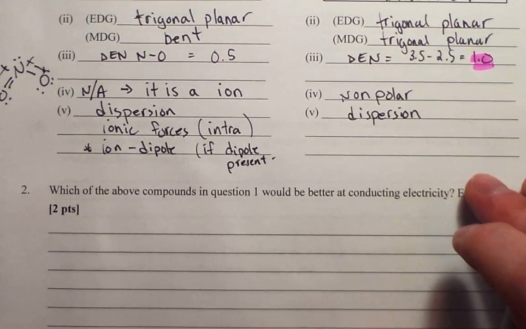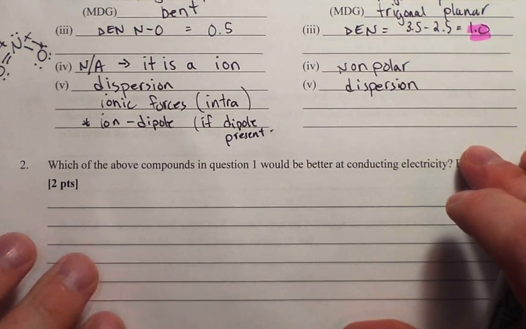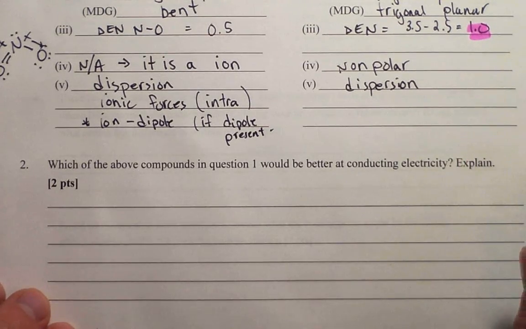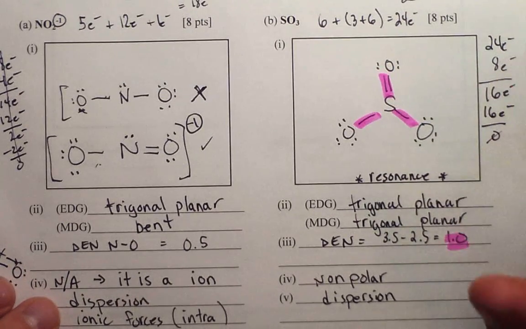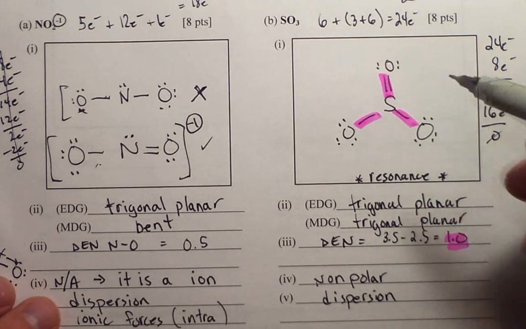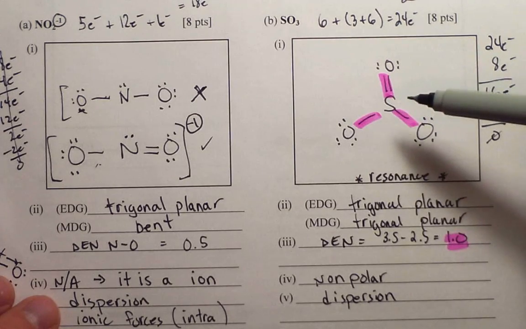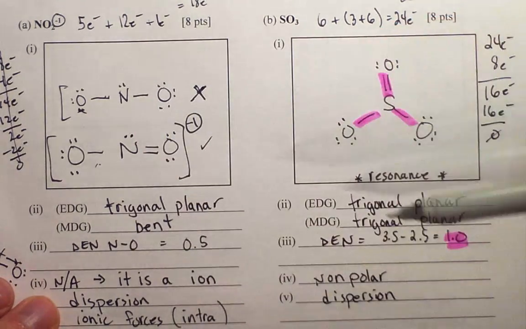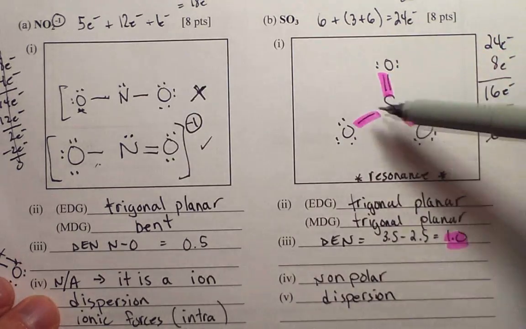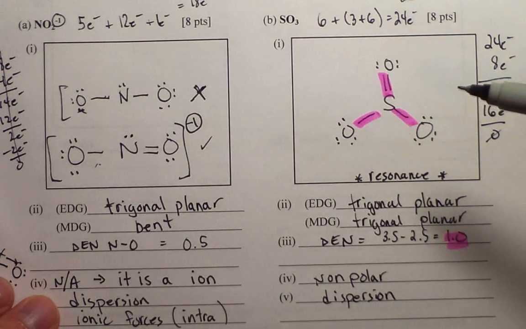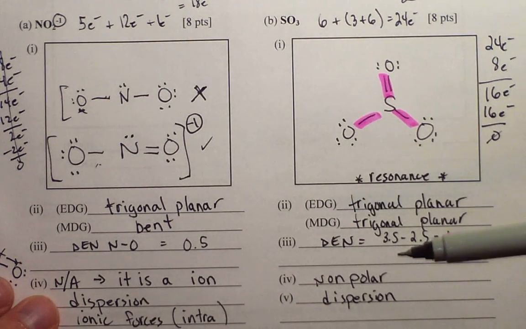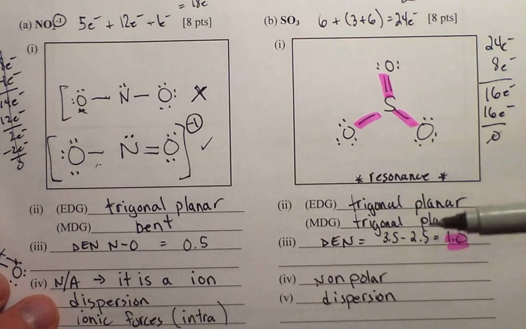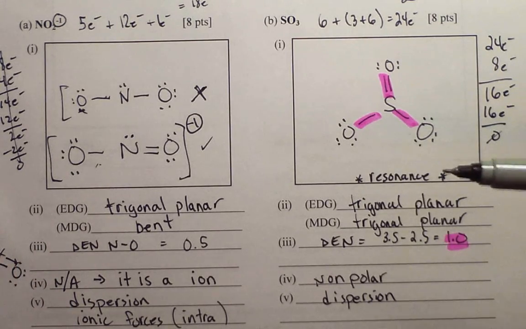Let's go down and look at number 2. Number 2 says, which of the above compounds in question 1 would be better at conducting electricity? Explain. So, pretty straightforward question. It's testing knowledge that you understand the difference between molecular compounds and ions. In a solution of nitrite, assuming it would have to be dissolved in water in this case, what we hope to see is how can charge be passed along.